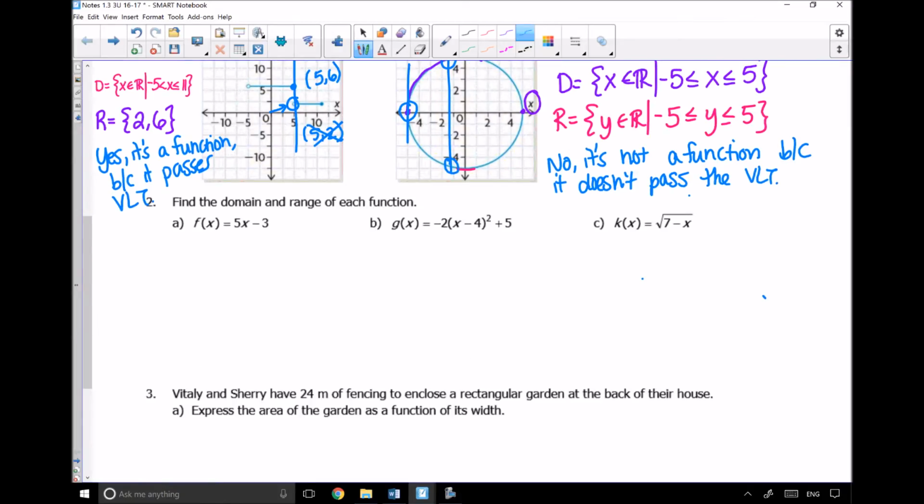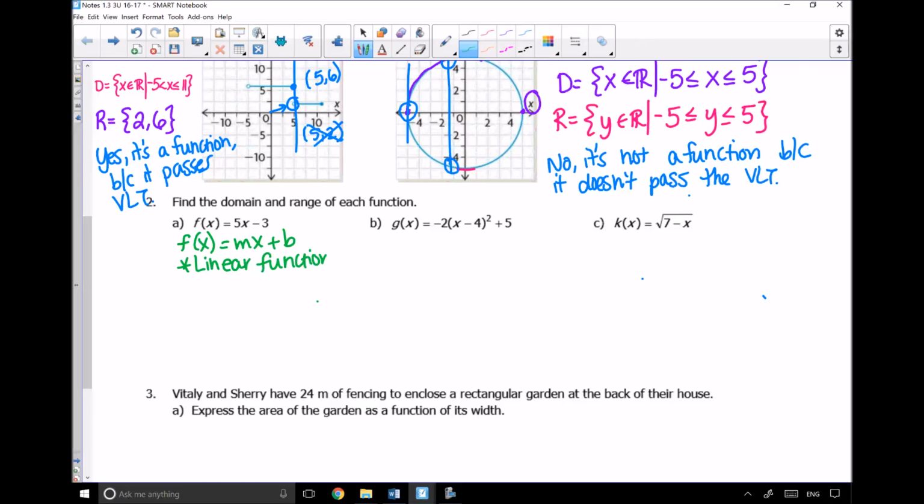Let's take a look at question number 2. Find the domain and range of each function. So part A, the first function that's given to us is f of x equals 5x minus 3. So one thing I want you guys to realize is that f of x equals 5x minus 3 is in the format f of x equals mx plus b. Therefore, we can say that this is a linear function, okay?